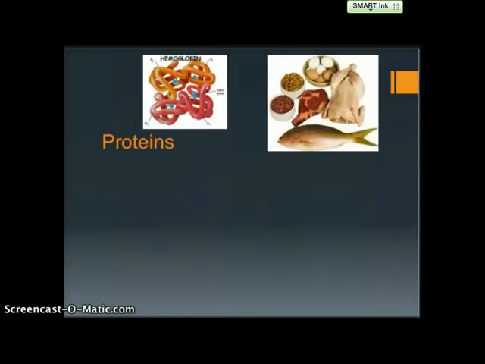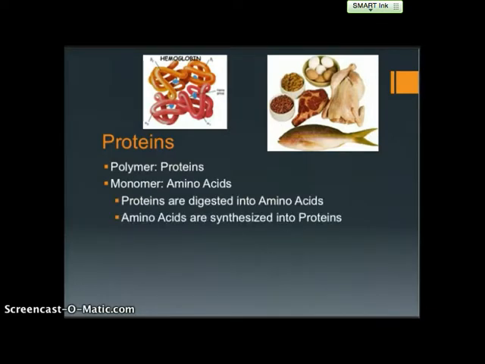Proteins are another organic compound. The polymer is proteins, but the monomer is something called amino acids. So again, proteins are digested into amino acids, and amino acids are synthesized into proteins. Do you remember which cell organelle synthesizes proteins? If you said ribosomes, you're correct.